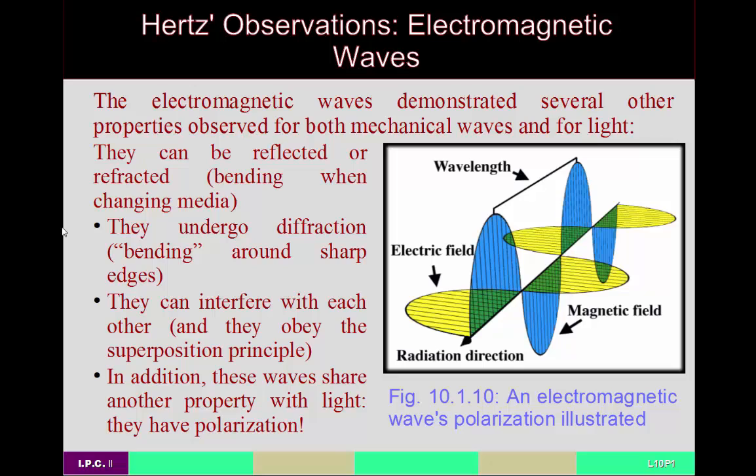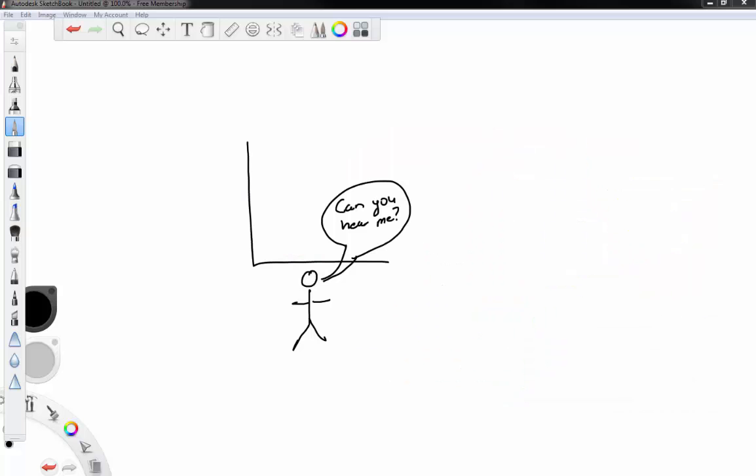Second, he noticed that these waves would undergo diffraction, which basically means that they'll bend around sharp edges. Think of an analogy: if you're standing around the corner of a building from somebody, you can still talk to that person and they can still hear you without having to move around the corner so that you're both standing on the same side of the building. Usually you would walk around so that you can speak face to face.